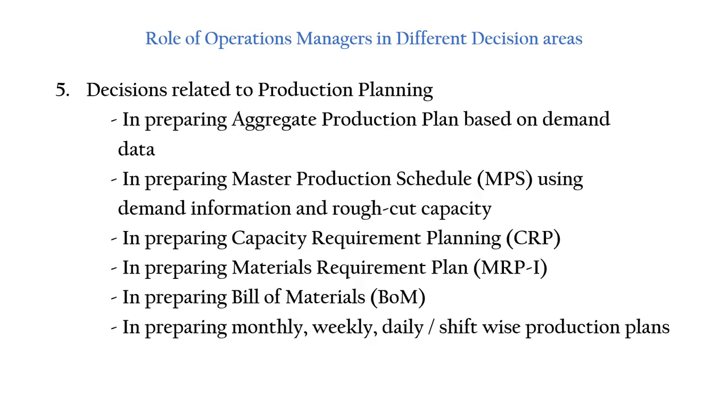Coming to the decisions related to production planning, here we have some buzz terms like aggregate production planning, master production schedule, capacity requirement planning, materials requirement plan, bill of materials. These are all some buzzwords. So here, because of the time constraint, I will explain all these topics individually in some other videos. I will just give a brief note on these concepts.